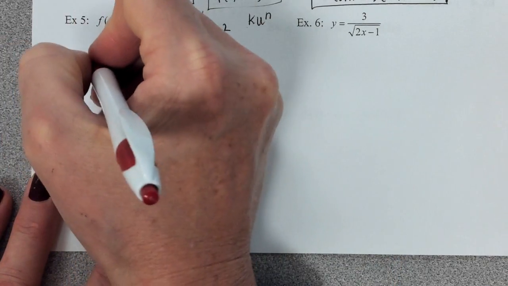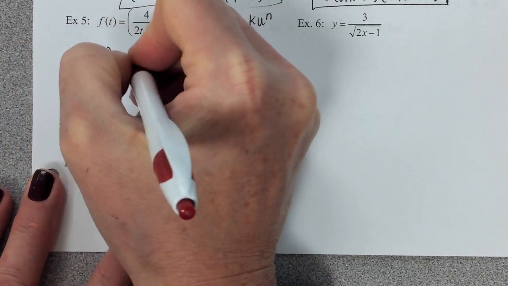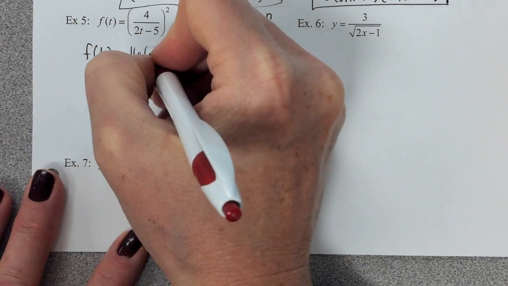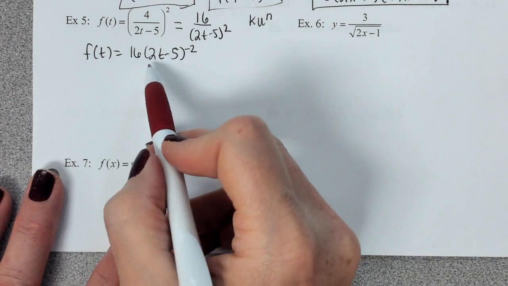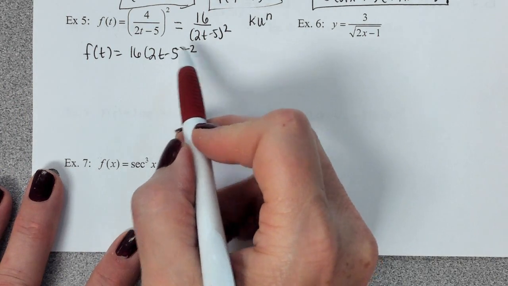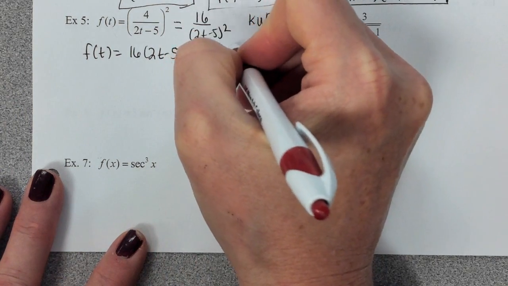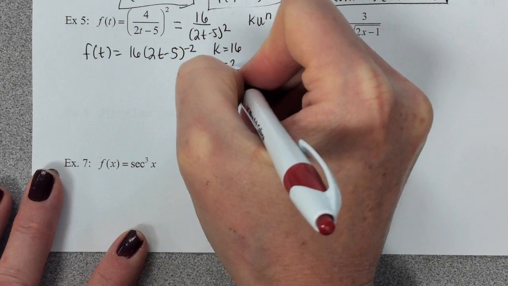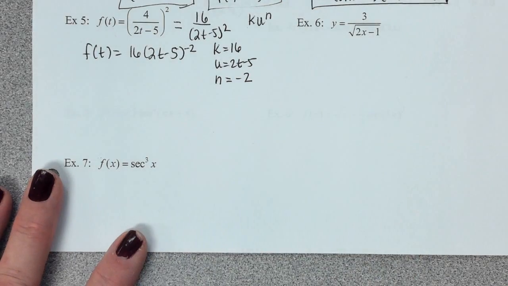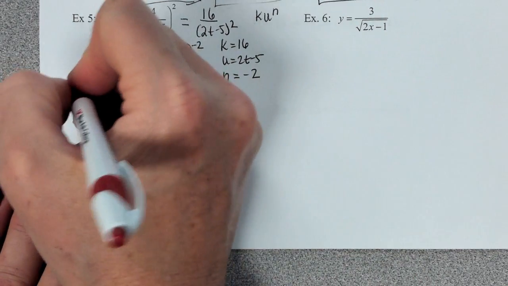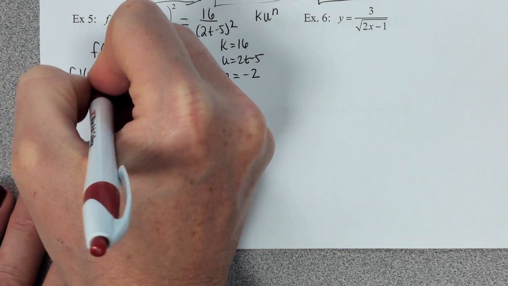Lizzie? Perfect. That's going to do it, isn't it? Ku to the n. So k is going to be 16, u is going to be 2t minus 5, n is going to be negative 2. And now we can go ahead and apply that chain rule.